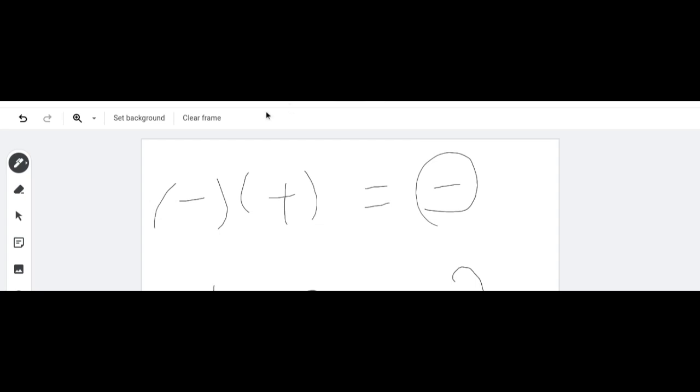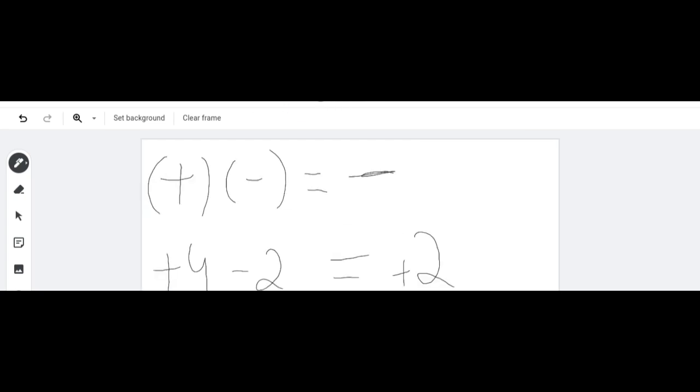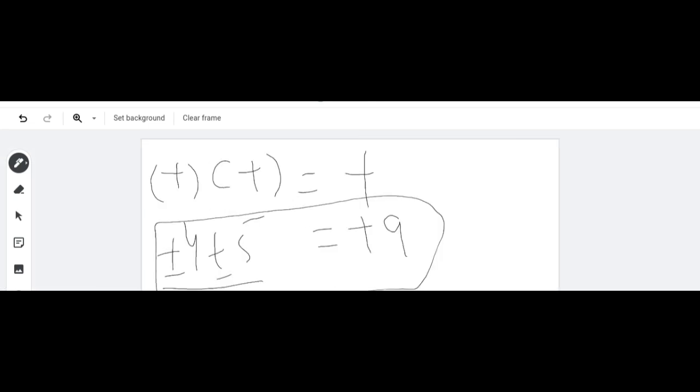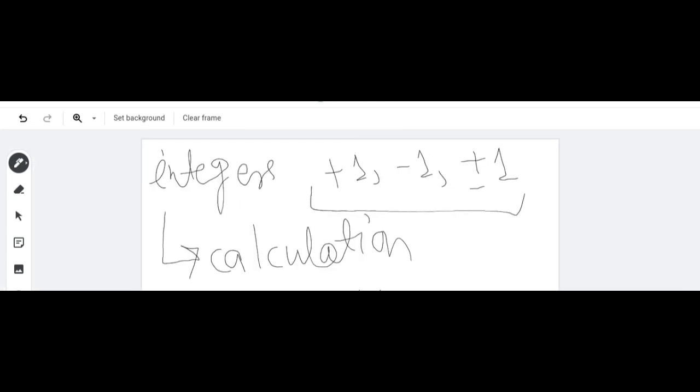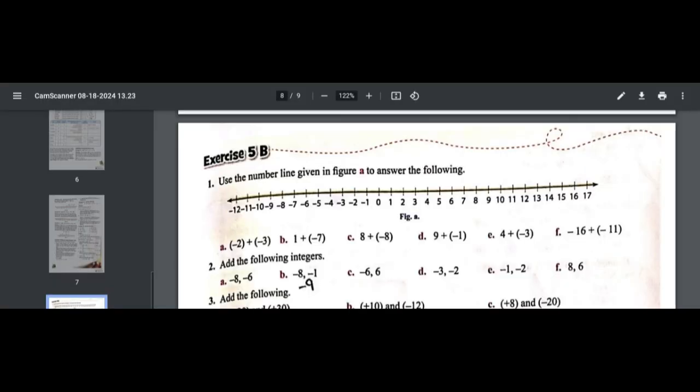Now you have to write everything down for the rules of addition, and this is the same rule for addition and subtraction, both of them. While solving the integer calculations of addition and subtraction, you have to remember this rule. We are done with the integers of addition and subtraction.